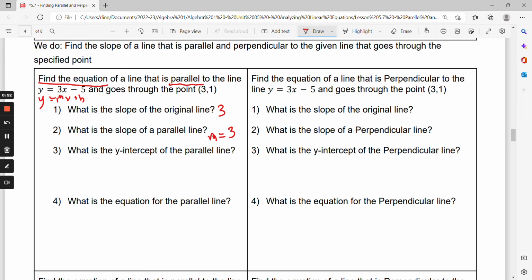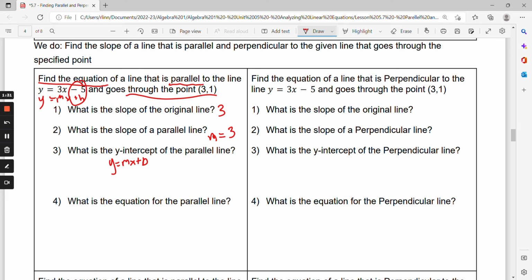Now up next, I'm being asked, what is the y-intercept of a parallel line? So I know that the y-intercept is my b value. My original y-intercept was -5, but this time I'm not given a y-intercept for my parallel line, so I need to find that. I'm going to find that by using my slope-intercept form. So I'm going to use y equals mx plus b, and then I'm going to substitute in a few things that I know. So I've got an ordered pair. I know that my line is going to go through the point 3, 1, which means 3, 1 is a solution to this equation that I'm trying to write.